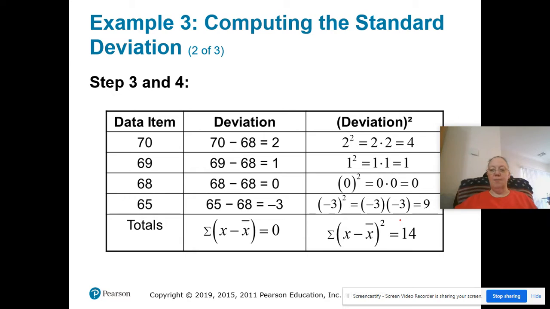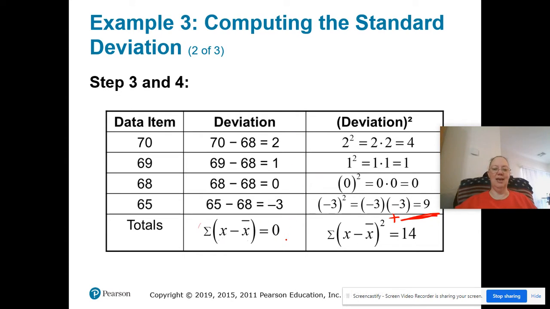Once we've squared them, keep in mind that we are trying to find the average distance from the mean, so we are going to add these up in preparation for finding the average. So we add these up and we get 14, okay? So that's what this notation means. We're going to take the data item, we're going to subtract the mean. This is notation for mean. Data item minus the mean. Add them up, okay? If we were to add them up, we would get 0.